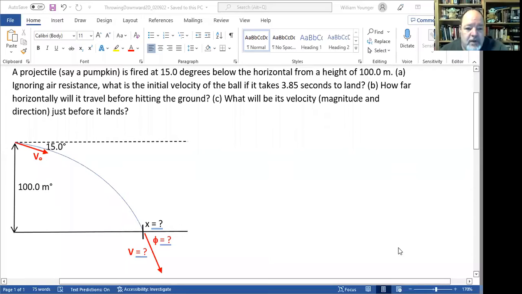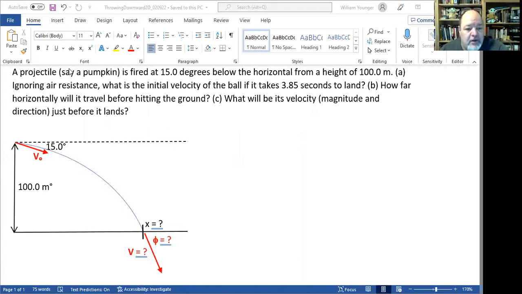So let me share my screen so you can see the actual problem I'm talking about, and then we'll solve it. So here's the actual problem, and I've stated it in words, but I've also drawn a nice diagram. Hopefully that clears everything up.